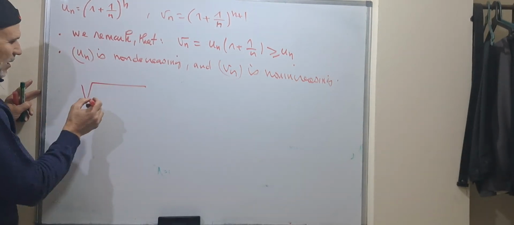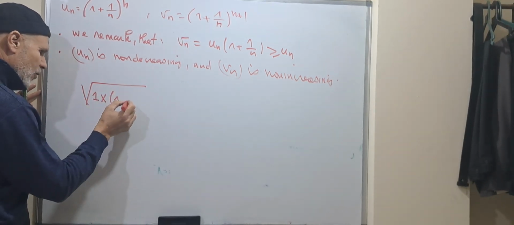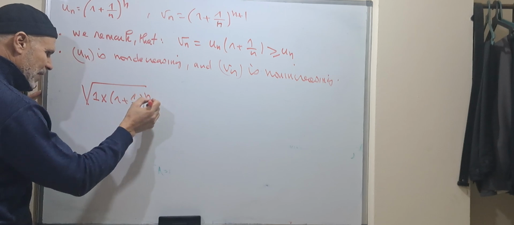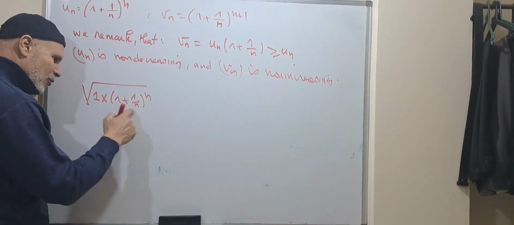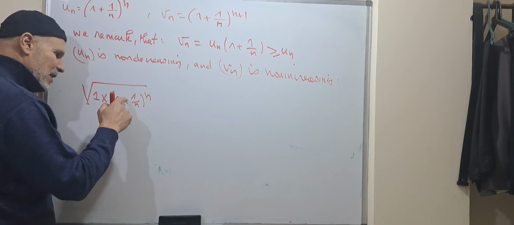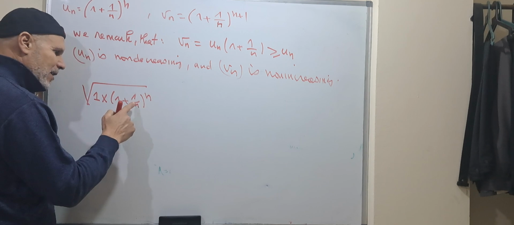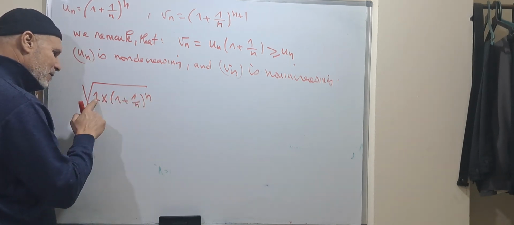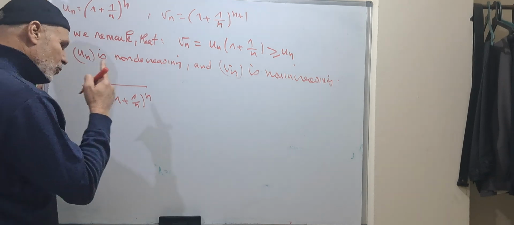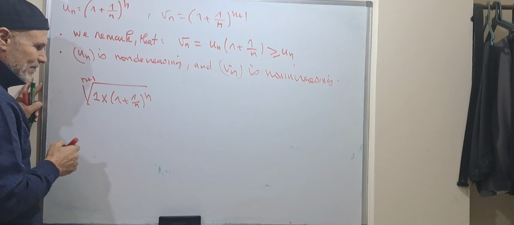I will put the exercise in this form. If we consider 1 as an element times (1 plus 1 over n) power n, how many elements do we have here? We have 1, and here we have n elements. 1 plus 1 over n is the first element, 1 plus 1 over n the second element, and so on till n. We have n elements plus 1 element, so n plus 1. So we will take the (n plus 1)th root.